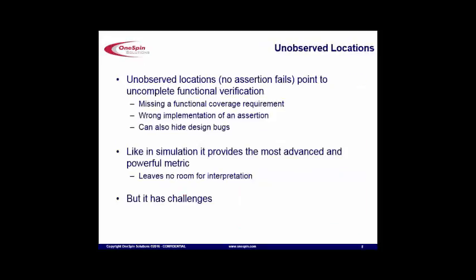Then when we run our analysis, we end up with, for example, unobserved locations. And unobserved locations point to incomplete verification. For example, we could have missing functional coverage elements, or a wrong implementation of an assertion, so we have a bug in there and the assertion doesn't do what it's supposed to do. And obviously, if we have unobserved locations, this can also hide design bugs.